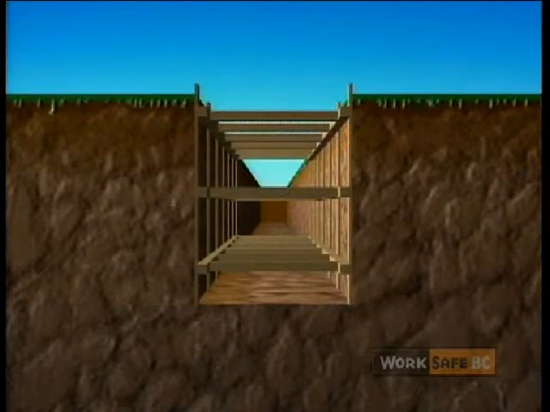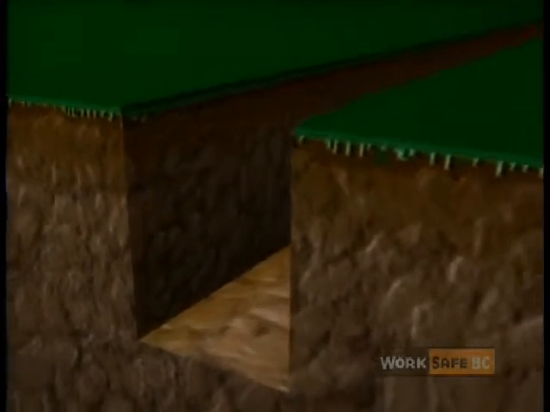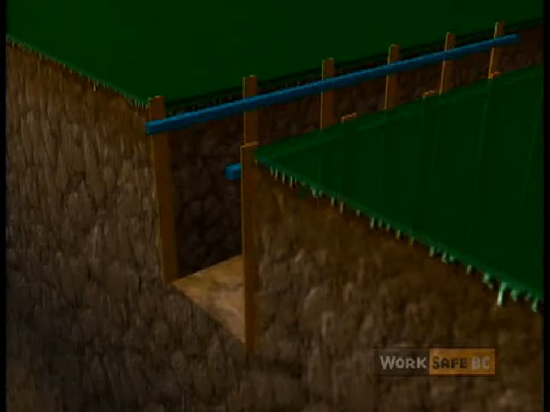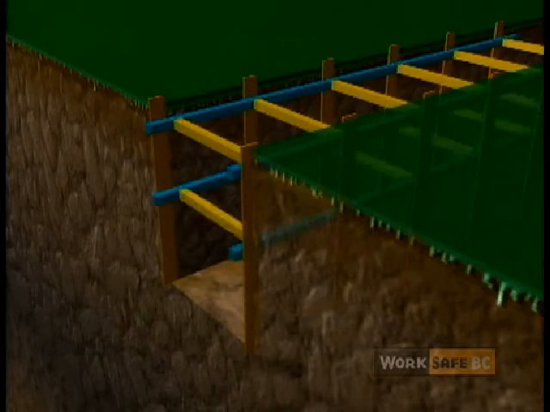Shoring is installed from the top down and removed from the bottom up. The reason is so workers will always be protected by the shoring that's in place. In other words, the trench is excavated. Uprights, upper stringers, and cross braces are put in place. Then the lower stringers and cross braces are put in place.